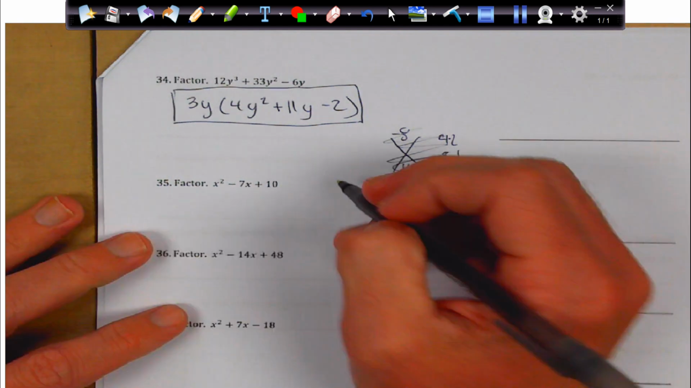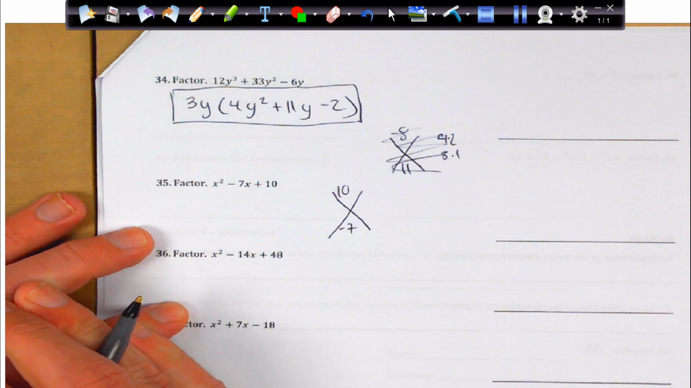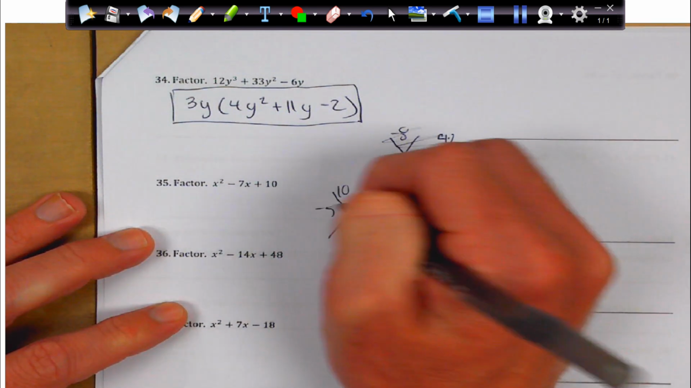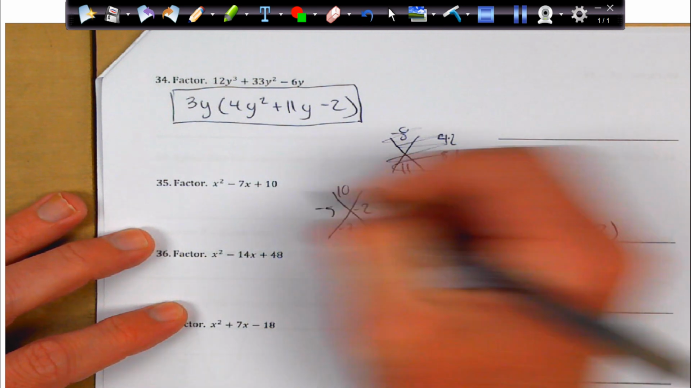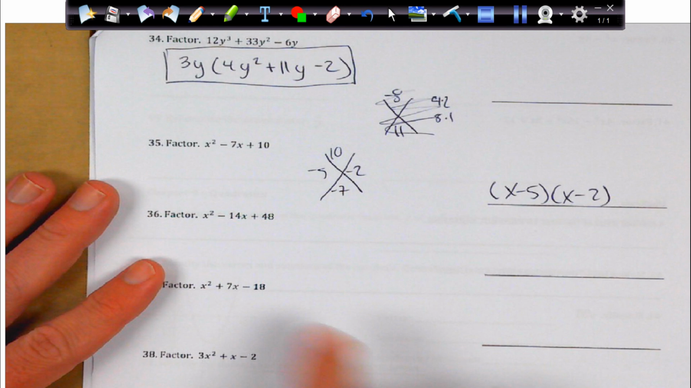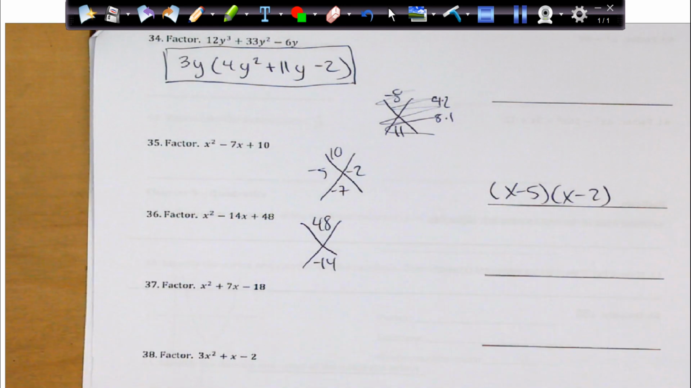Next, we're going to do just basic x factoring. 10, negative 7. What multiplies to 10 and adds to negative 7? I believe negative 5, negative 2. So we're going to get x minus 5, x minus 2. We get to use the shortcut. This one also shortcut, 48 and negative 14.